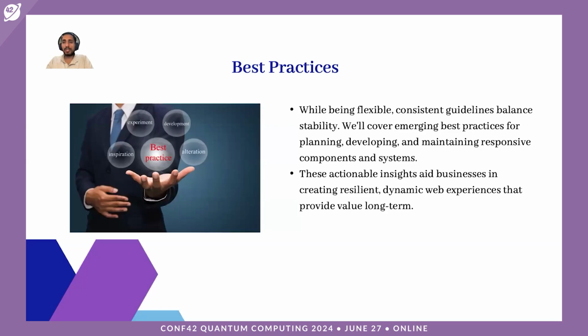We'll cover emerging best practices for planning, developing, and maintaining responsive components and systems. These actionable insights aid businesses in creating resilient, dynamic web experiences that provide value long term. The best practice is to adopt a design system. A design system is a collection of reusable components guided by clear standards that can be assembled to build any number of applications. Design systems promote consistency and efficiency, making it easier to maintain and scale your design across different projects. Examples of popular design systems include Google's Material Design and IBM's Carbon Design System.